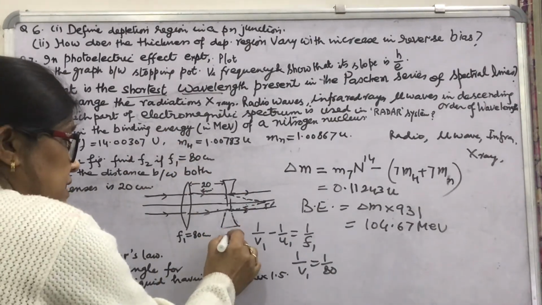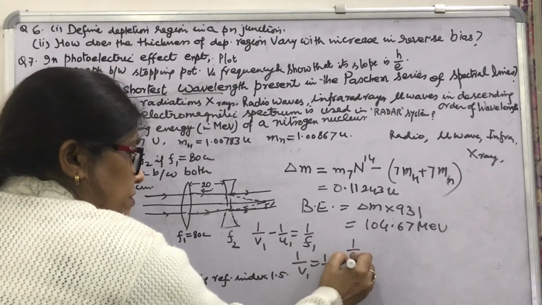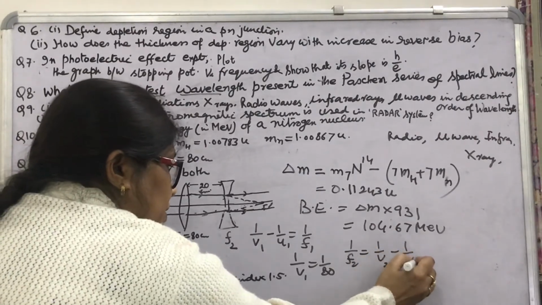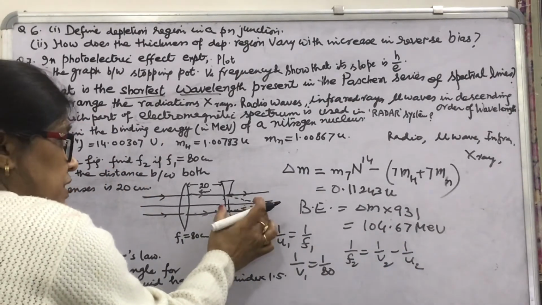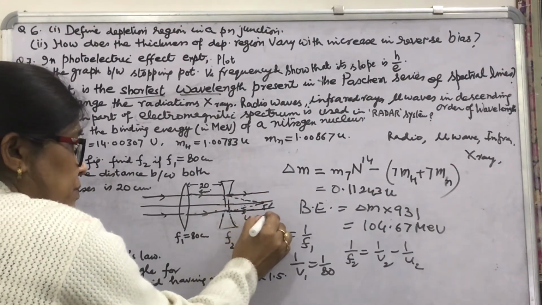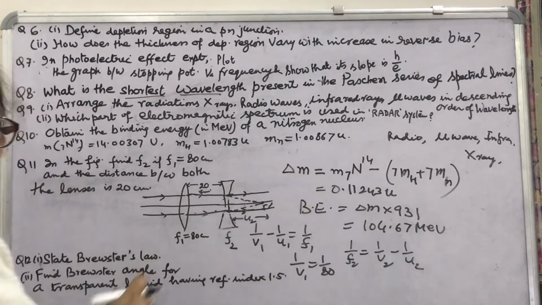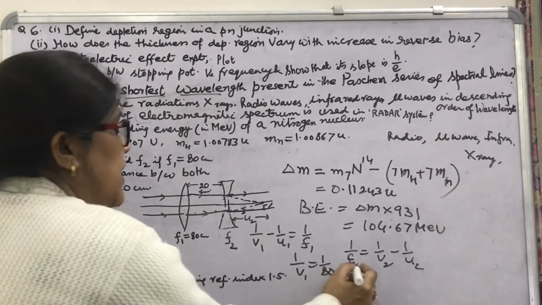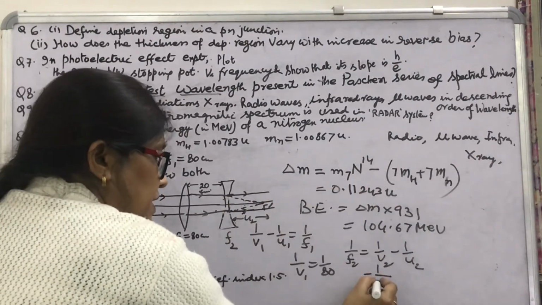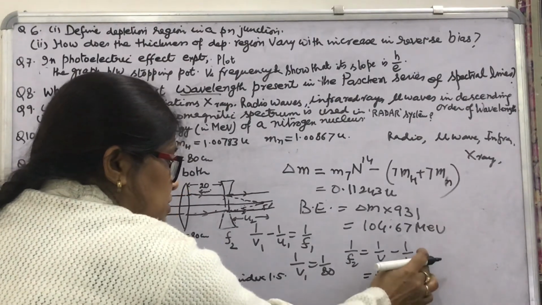Let its focal length be f2. What will you do here? 1 upon f2 will be equal to 1 upon v2 minus 1 upon u2. Look here, this virtual object will be here, this u2 will be with positive sign because it is in the direction of the incident ray. What will you write here? This will be 1 upon v2, that is infinity, you will write here infinity, minus 1 upon this u2.